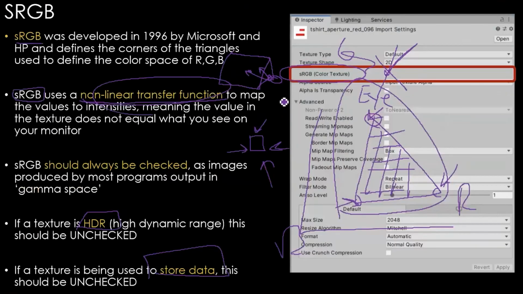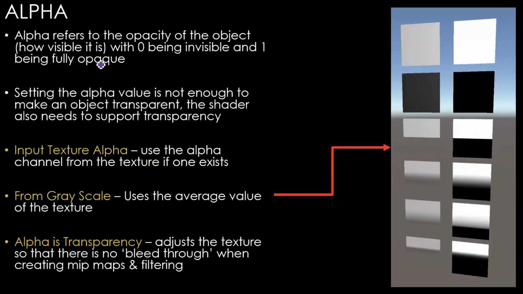Then there's the alpha section. This is important, and it's going to be something that really messes you up at the beginning. So if you're having problems with alpha in the class, especially when you start creating your own virtual worlds, send me an email. Don't wrestle with it for 5 hours. If you can't get it to work after 30 minutes, send me an email saying, I can't get this to work. It's not showing up right. So alpha refers to the opacity of the object. How visible is it? 0 is invisible, 1 is fully opaque.